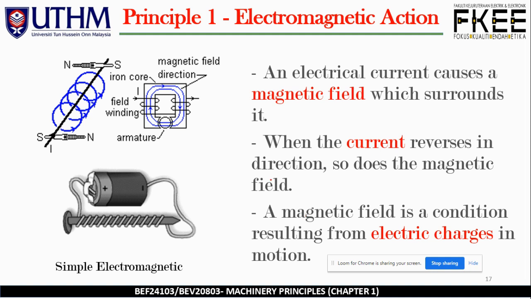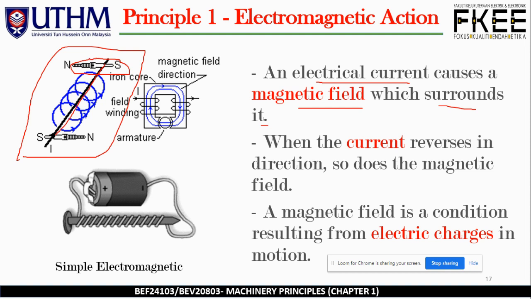All right, so jumping over to principle number 1, electromagnetic action. An electrical current causes a magnetic field which surrounds it. So we have this diagram. We have the conductor in between two magnets, with the poles N and S, and another magnet with the poles S and N. They are connected with a cable, and we have a current flowing inside this cable, thus producing a magnetic field surrounding it.